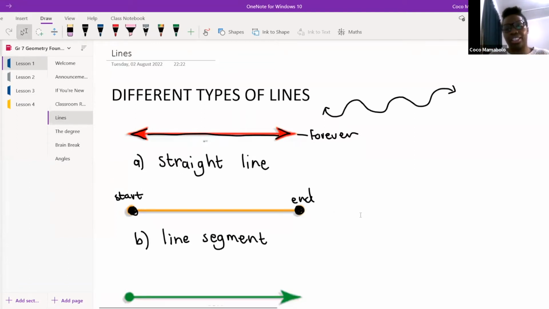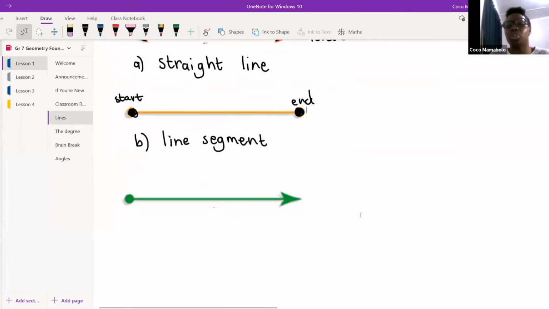Yes, absolutely. Sanalisa says, ma'am, is C a ray? You are 100% correct. Number C over here is called a ray, okay? And you'll notice with a ray that it only has one start point. Here's the start. And then what does this arrow tell me about my ray? You guys can tell me in the chat. What do you think?